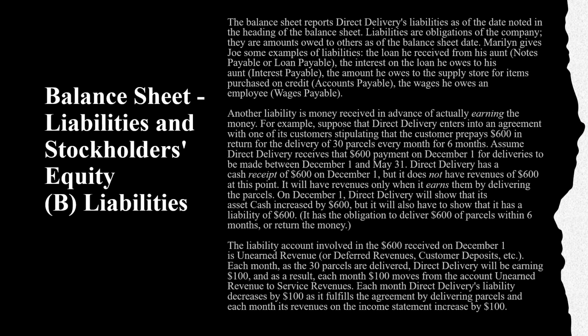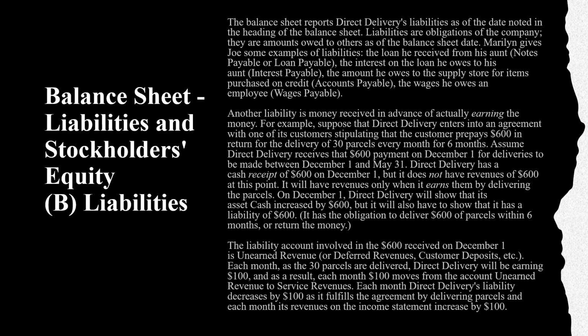Another liability is money received in advance of actually earning the money. For example, suppose that Direct Delivery enters into an agreement with one of its customers stipulating that the customer prepays $600 in return for the delivery of 30 parcels every month for 6 months. Assume Direct Delivery receives that $600 payment on December 1st for deliveries to be made between December 1st and May 31st. Direct Delivery has a cash receipt of $600 on December 1st, but it does not have revenues of $600 at this point. It will have revenues only when it earns them by delivering the parcels.